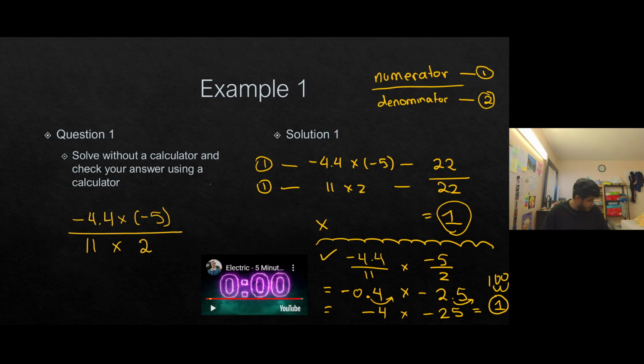As a backup, we can actually check the answer that we're given here. So I'm going to go ahead and take out my calculator, and I encourage you to do the same. So here it is. First, I'm just going to plug in the original question. So negative 4.4 times negative 5, I'm just copying exactly what I see, 11 times 2. And I do get an answer of 1. There you are. And I can also check my second answer there by doing negative 0.4 times negative 2.5. And once again, I get my exact same answer of 1, right?